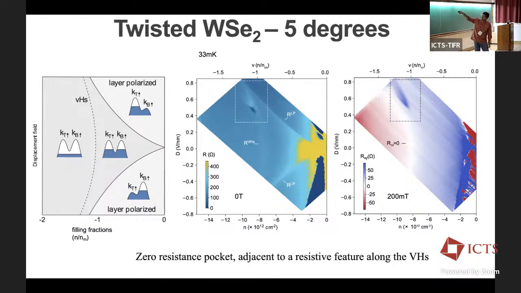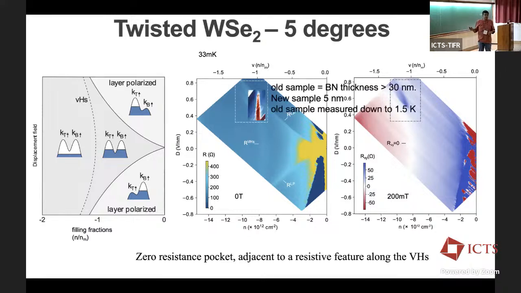And so this line has some curved shape that looks like this, goes like this. Okay. For those of you who have been following this work for a little while, I do want to say something. If you've not been following it, don't worry about what I say next. In our very first work in 2020, we had measured a sample that was very close to this 5.1 degrees. And in that sample, we did see an insulating phase.